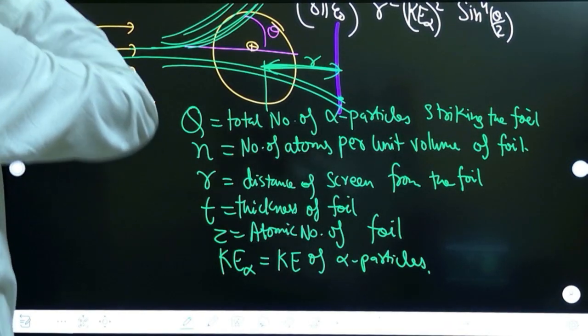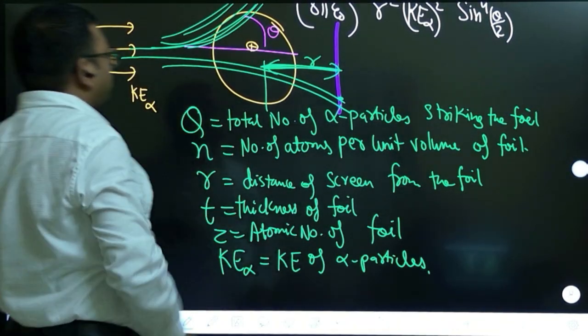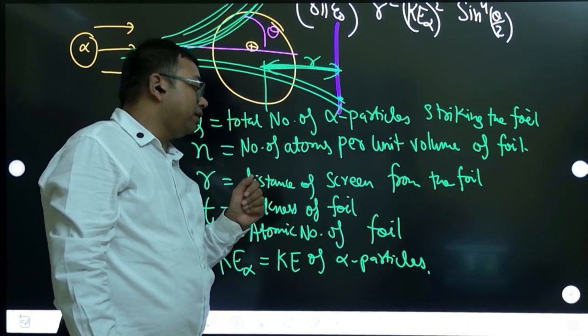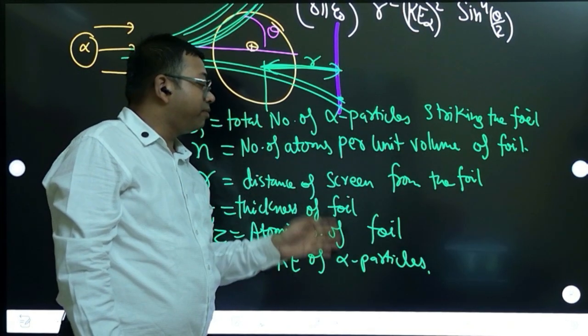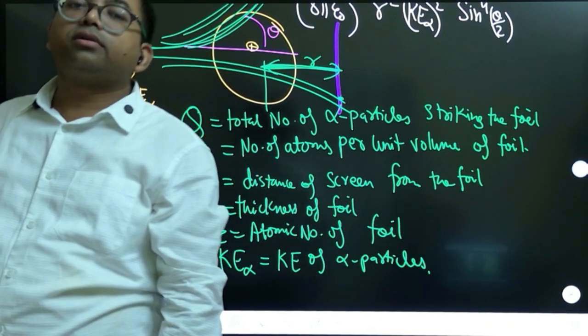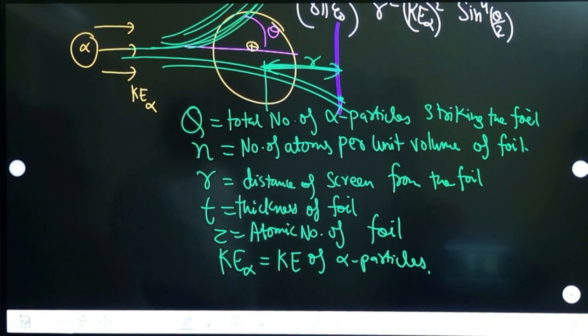That value we will use. If it is gold foil, then we'll use 79. If any other metal foil is there, depending on the metal foil, we will change this Z. That's the formula for this.